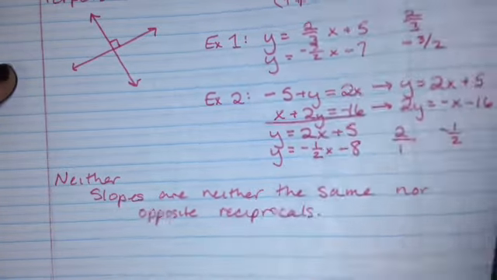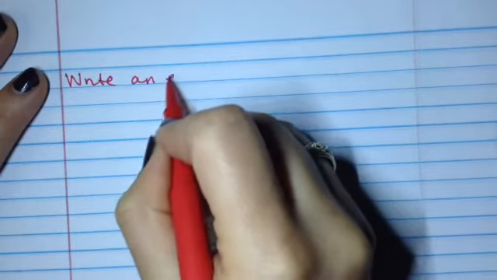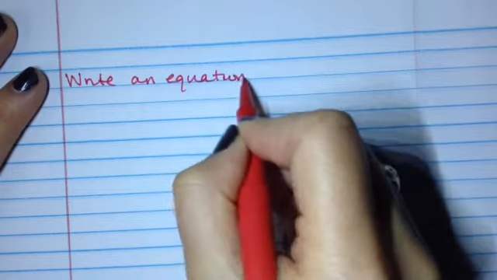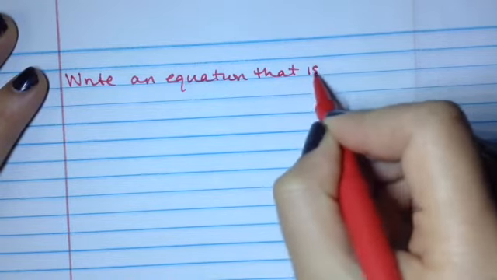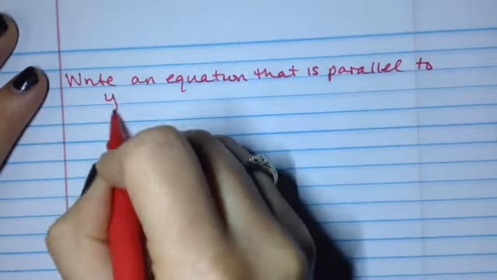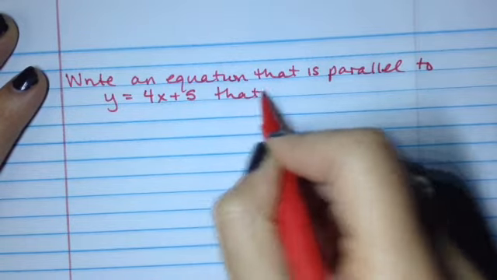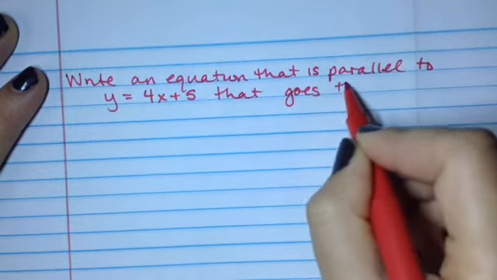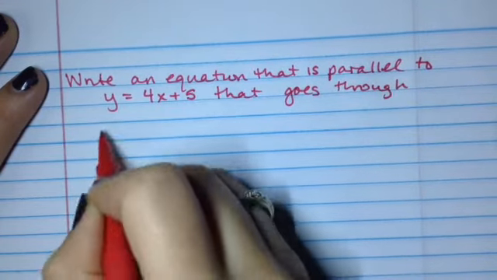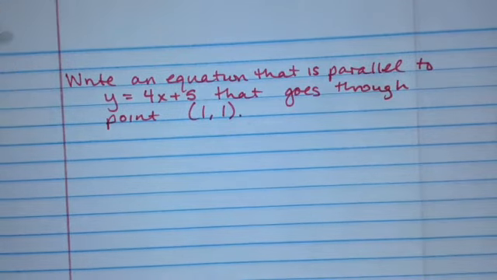Okay, we're going to do one type of question that you may see on the STAAR test. Type of questions you may see look like this. They may say, write an equation that is parallel to y equals 4x plus 5 that goes through the point 1, 1. Okay, that's what the question tells you.